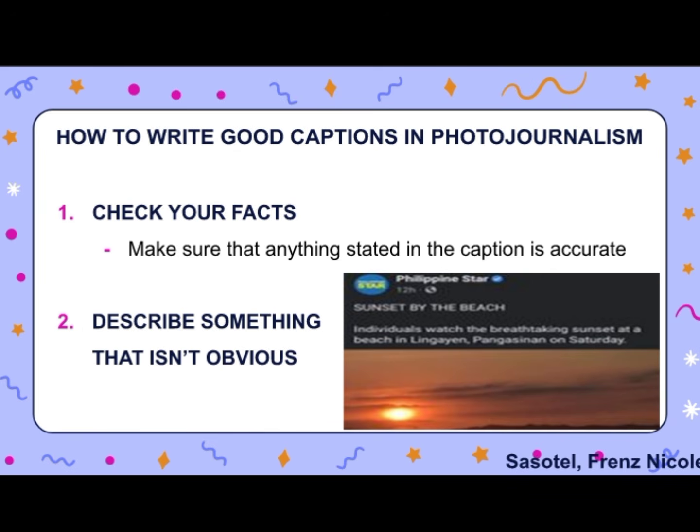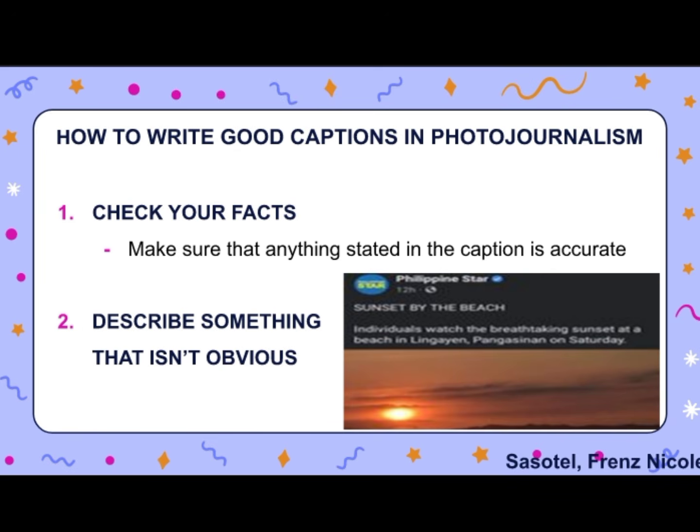Next is describe something that isn't obvious. If your photo caption simply describes the visuals in the photo, it will not be good. For instance, if you have a photo of a sunset and you simply caption it as a sunset, you are not adding any additional information for the reader. Your viewers know that it is a sunset, so you should not make an obvious caption. Instead, describe details of the photo that are not obvious. You can put the location where the photo has been taken, the time of day or year, or a specific event that is taking place.